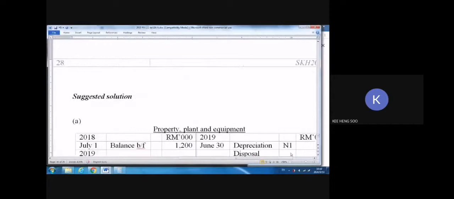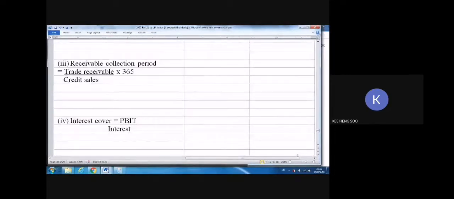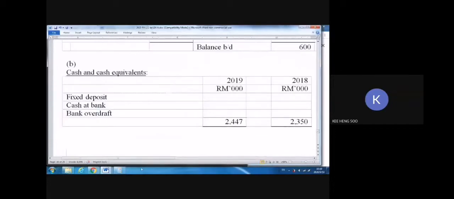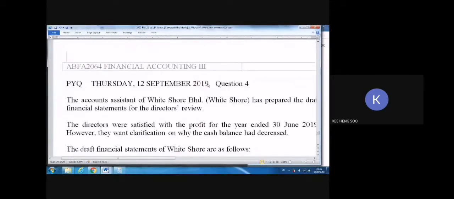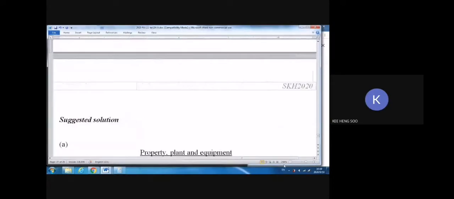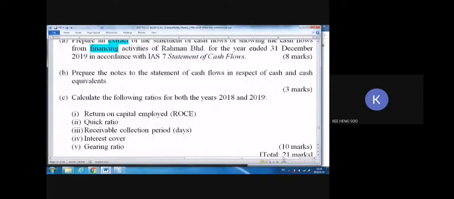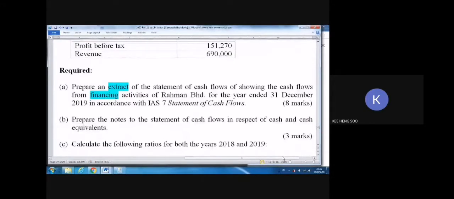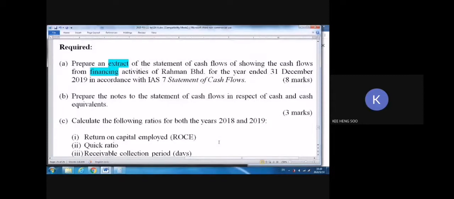So 2020 April, this one is which year? This is the 2019 September. Can you see that? 2019 September asked for an extract of investing activities, and this paper is asking for financing activities. So, how to prepare this statement of cash flow? Just a small part of it. And then use this information to calculate the ratio.